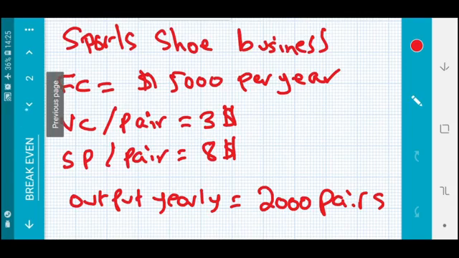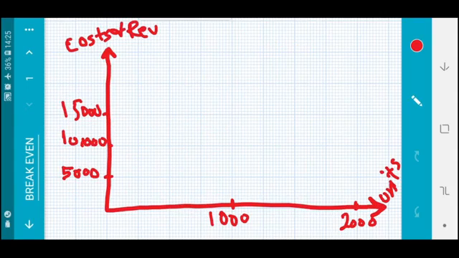So now I have to draw it. The graph should look like this. Remember, in the exam there will be a graph for you to draw, but you should know how to label it, and of course put the lines. So I'll go step by step. First, I have to label the x-axis: the number of units, or pairs of shoes. And the y-axis will be the cost and revenue. And of course, I need to take a scale before I draw the lines, and we know this from math.